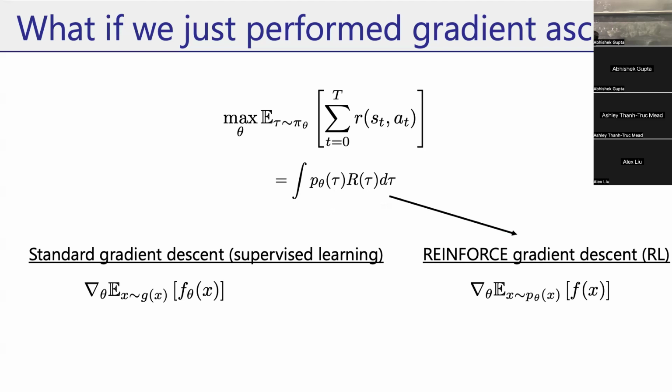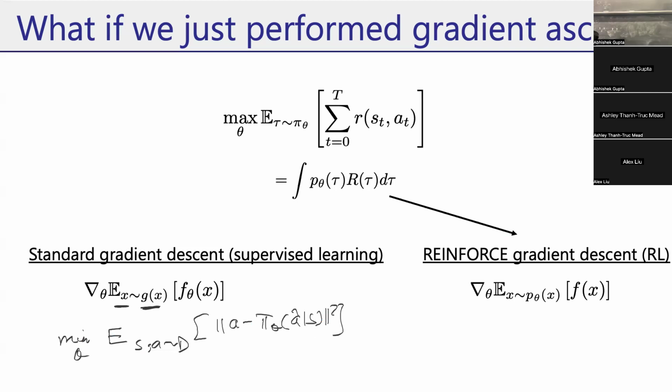But it's important that we notice a little bit of a difference between this and normal supervised learning. In normal supervised learning, you have something like this: x sampled from g of x, and you have f theta. Let's say we consider imitation learning. You sample s and a from the expert data, and then you have some loss function, let's say the mean squared error between a and pi theta of a given s. And then you're going to minimize this with respect to theta. That's what the supervised learning objective looks like.